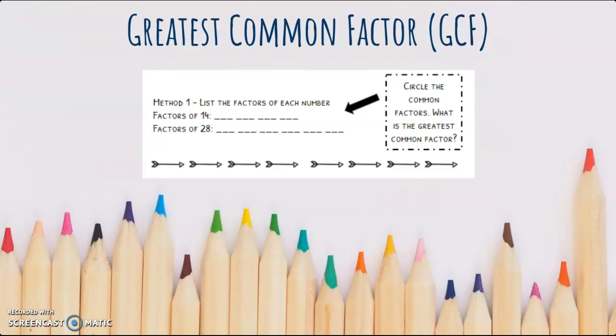So for the factors of 14, we have 1, 2, 7, and 14. For the factors of 28, we have 1, 2, 4, 7, 14, and 28. Now we need to circle the factors they have in common, but let's focus just on the greatest number they have in common. 14 is the biggest number they have in common, so 14 is the greatest common factor of 14 and 28.